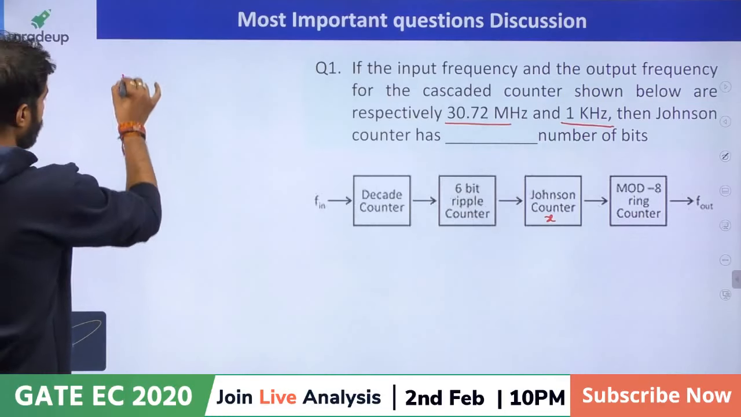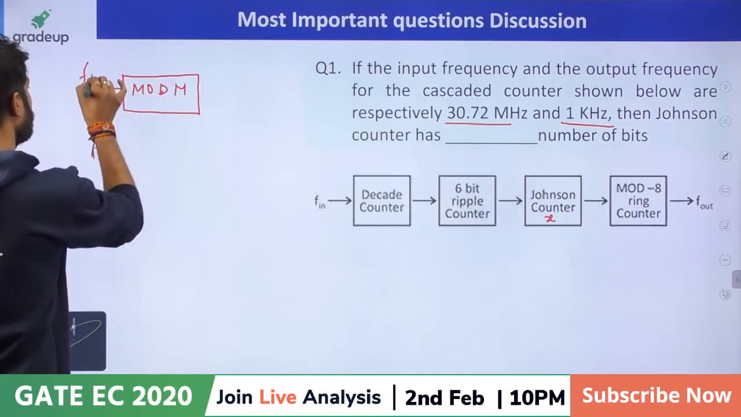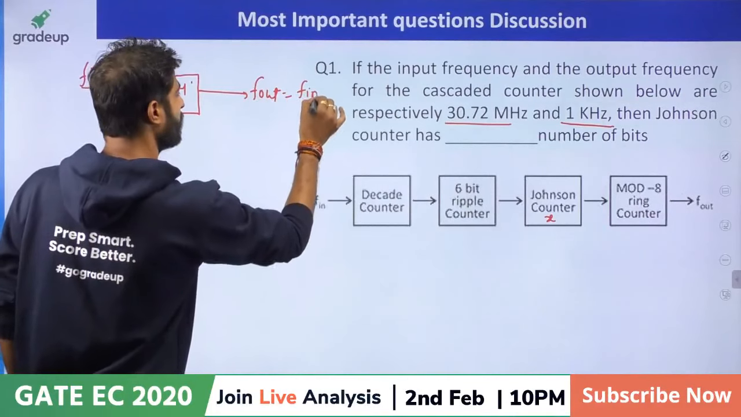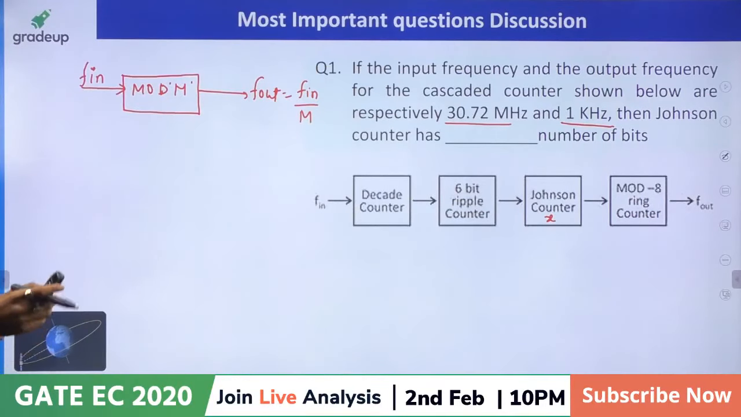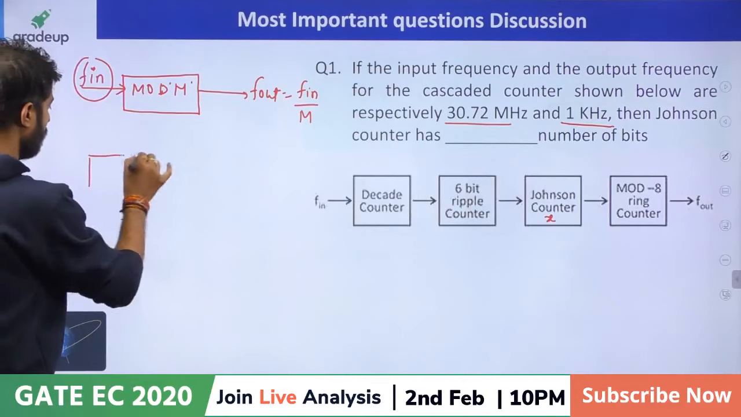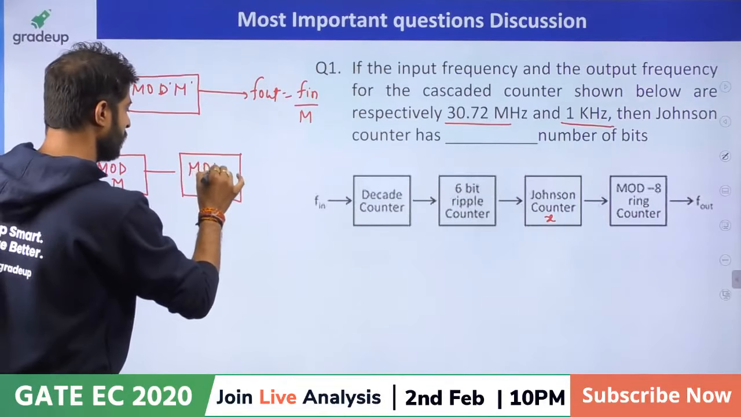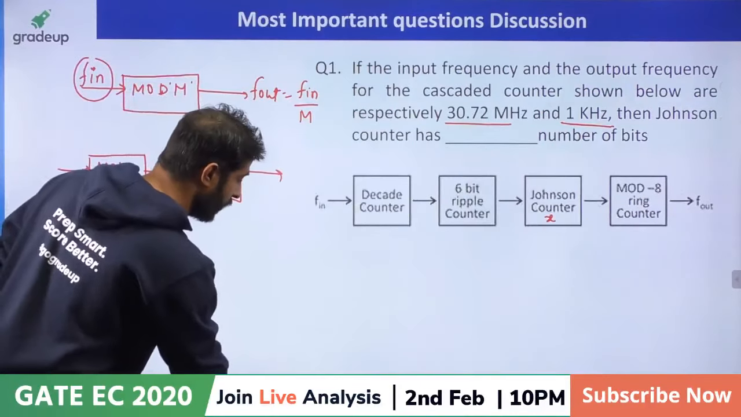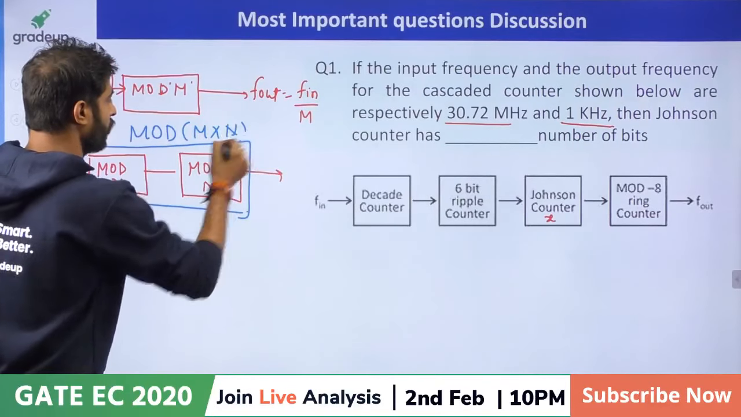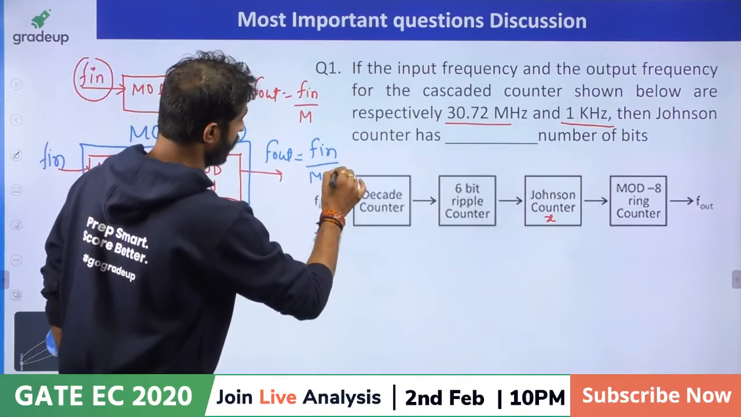We know that if the counter I am using is a mode M counter, and we are giving the frequency F in, then F out will be F in divided by M. That is basically the condition. And if the counters are cascaded, that is, one is mode M and the other is mode N, then the overall counter will become mode M into N. So in this case, if F in is given, F out of the frequency is just F in divided by M into N. We have to use this.